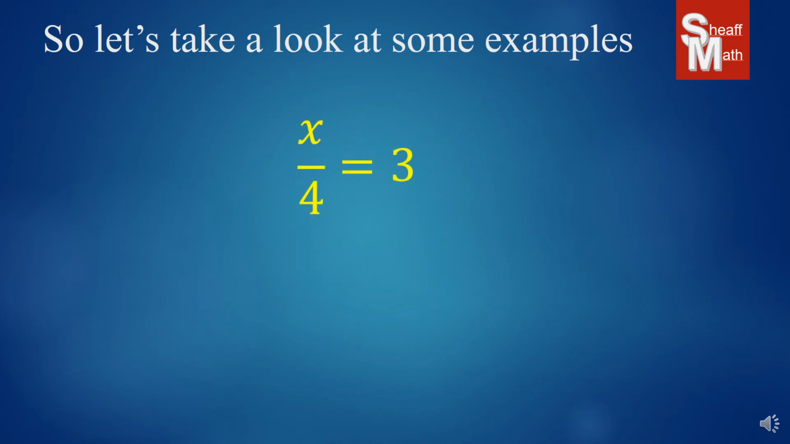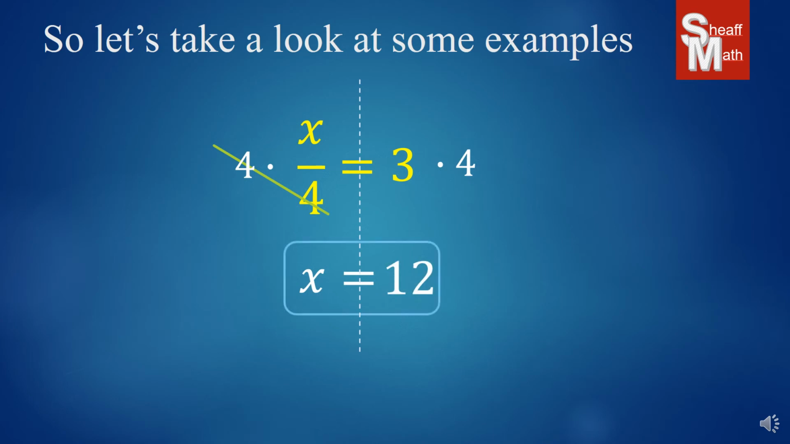Now this one, the x is being divided by 4, and so to undo a division of 4, we have to do the opposite, which is multiply by 4. And what we do to one side, we have to do to the other. And so by doing that, we cancel out that dividing 4. We're left with x equals, and then 3 times 4 is 12. Okay?